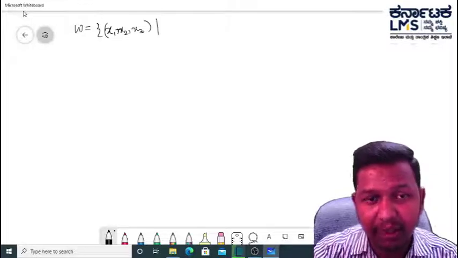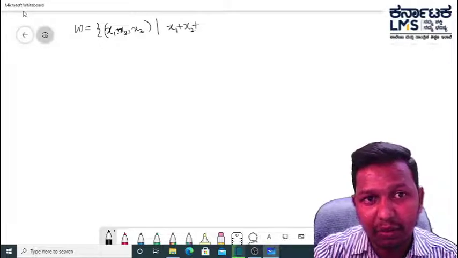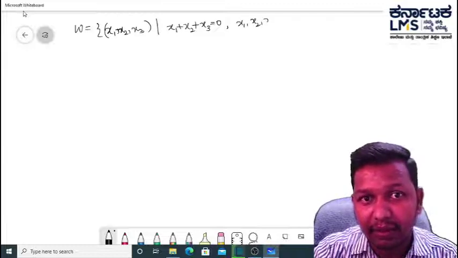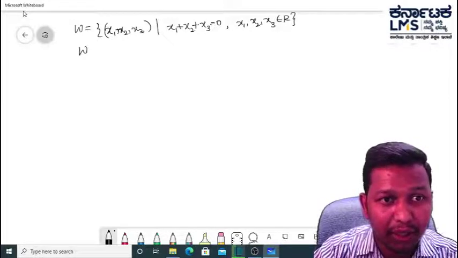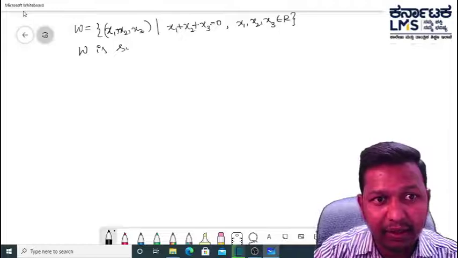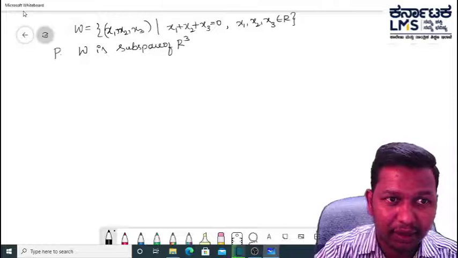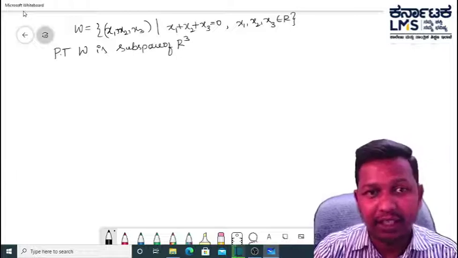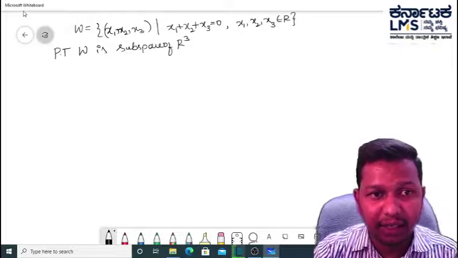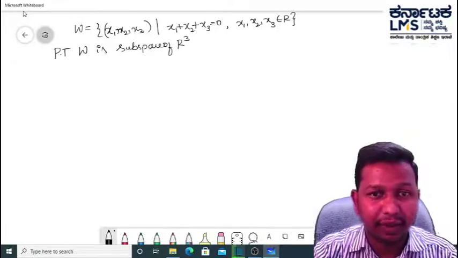Let's see one more example, that is W is equal to the set of all x1 comma x2 comma x3, again a triplet, such that x1 plus x2 plus x3 is equal to 0, where x1, x2, x3 belong to the field R. Then what we need to prove? Prove that W is a subspace of R3. The condition is that it is a triplet which satisfies the condition that the sum of all the coordinates is equal to 0.